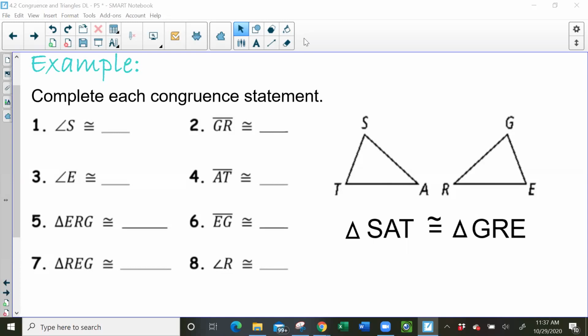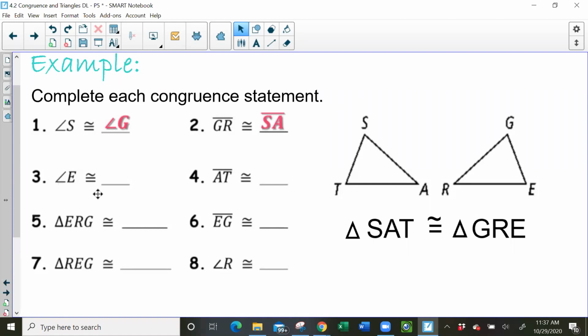All right. So in the chat, you can tell me number one, what did you get? And I want everybody to participate. You just put the letter that you put, and you can do it privately to me. What angle corresponds to angle S? Fabulous. Angle G. Now put two letters. What side corresponds to GR? Very good. SA.